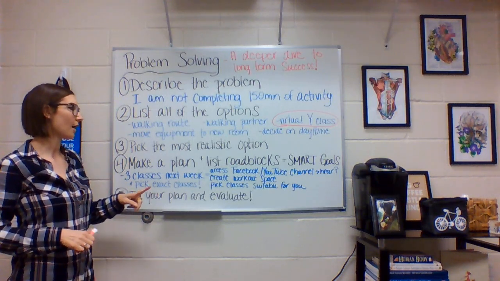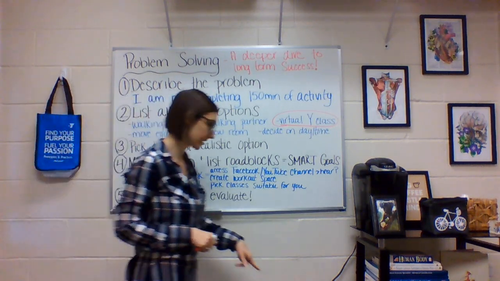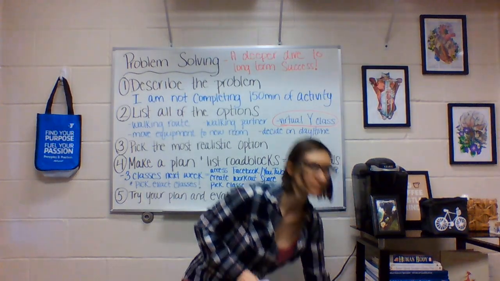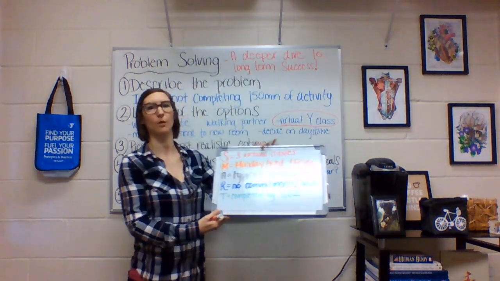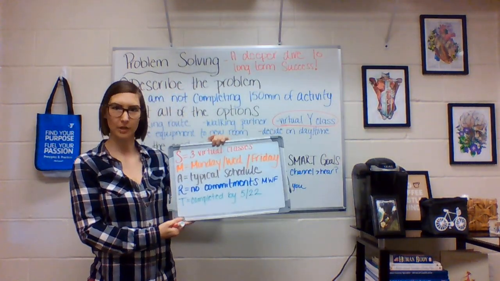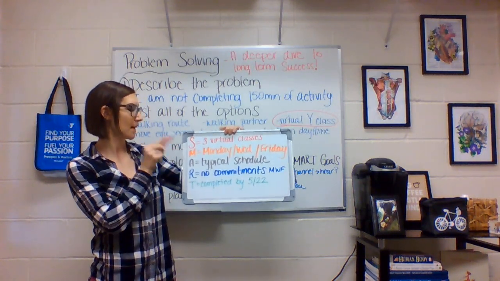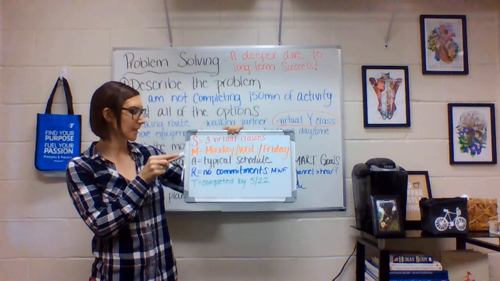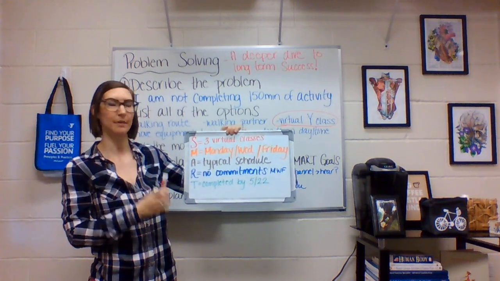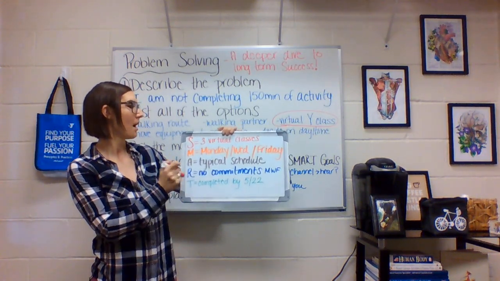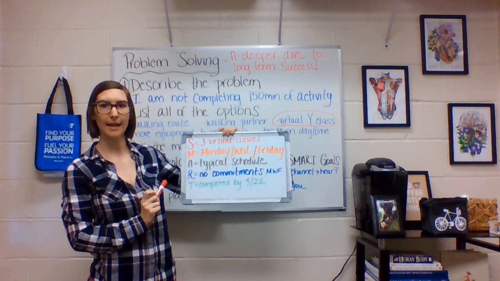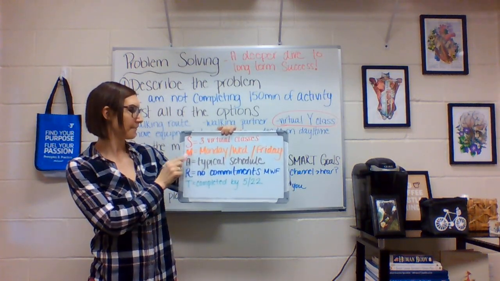Let's dive into our SMART goal, and I made a separate board here to go back to what we talked about in the first video that I did. So our SMART goal: specific, measurable, appropriate, realistic, and timely. For this example, I'm going to do 3 virtual Y classes.